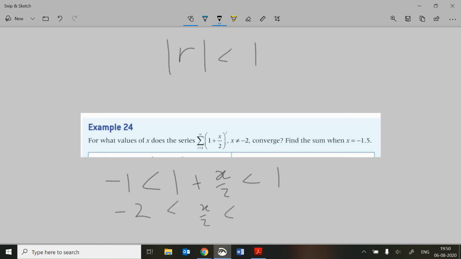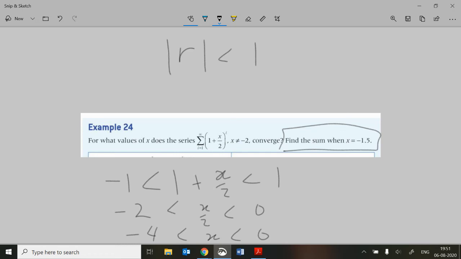X over 2 and 0, and then times everything by 2. If you times everything by 2, you're going to get -4x and 0. So there we go. This will converge if we're between -4 and 0. Okay, then it says find the sum when x is equal to -1.5.